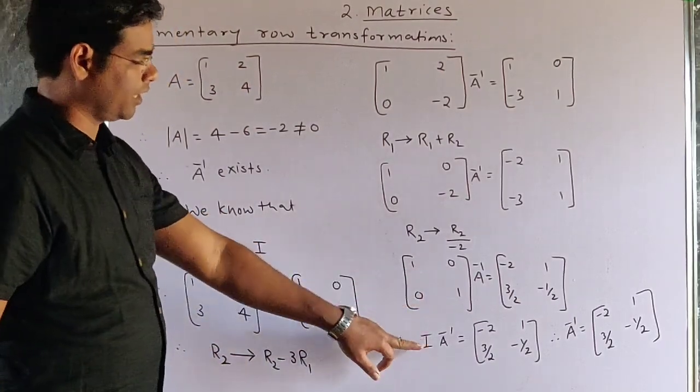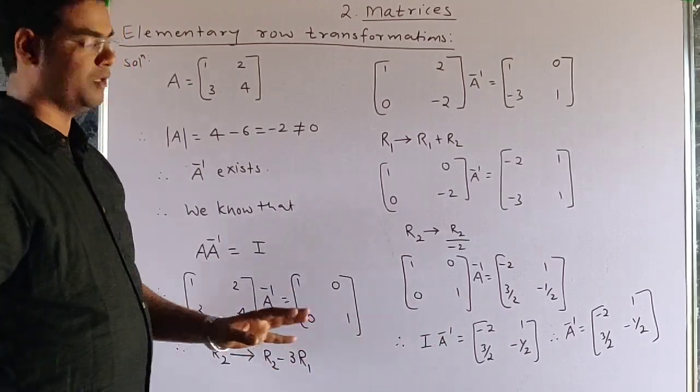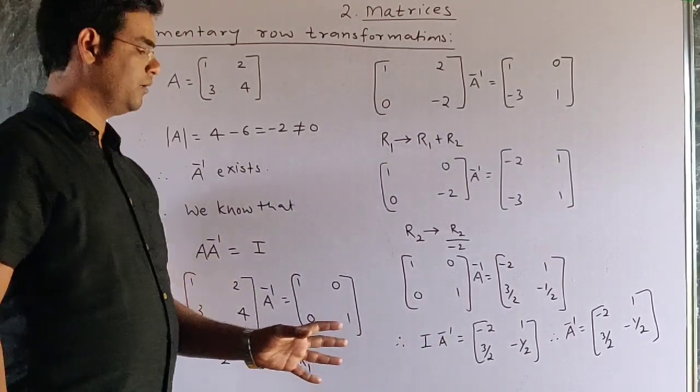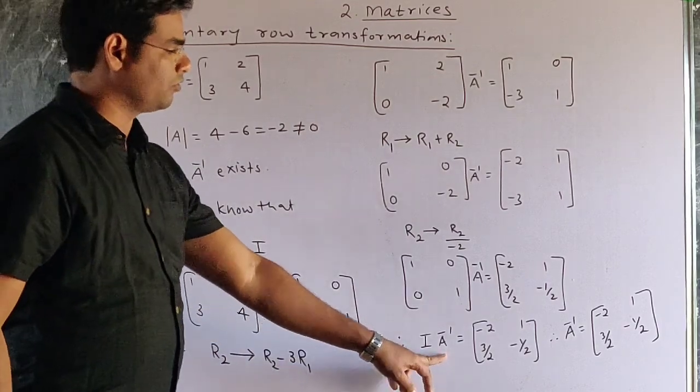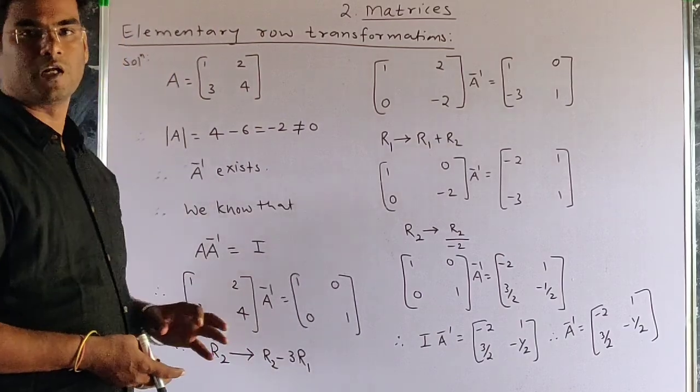Now this we can write as I, and I into anything is that matrix only. I into A: I behaves as 1 like in algebra. So I into A inverse is A inverse. So this is the value of A inverse by using row transformation.